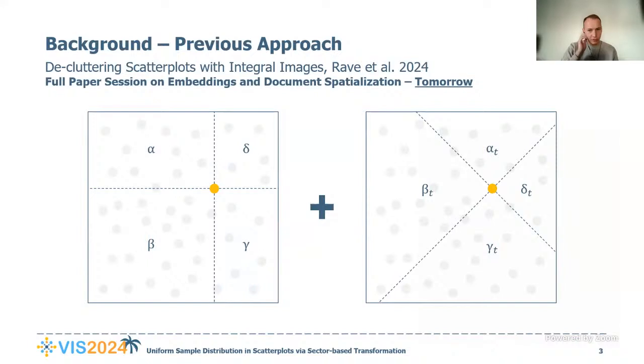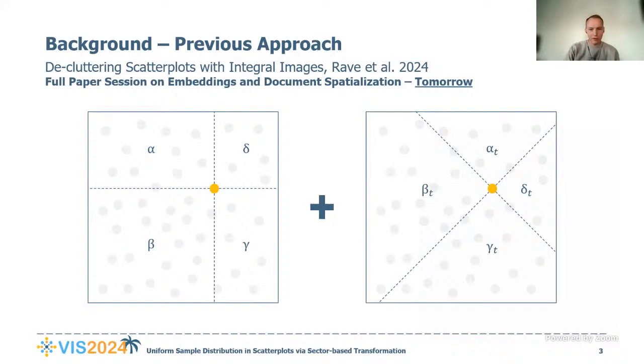A number of approaches have been proposed to reduce clutter in scatterplots, all with different kinds of drawbacks. Our approach generalizes previous work from myself and my co-authors, so I want to give you a brief introduction. If you want to know more details, be sure to visit my other talk tomorrow in the full paper session on embeddings and document spatialization.